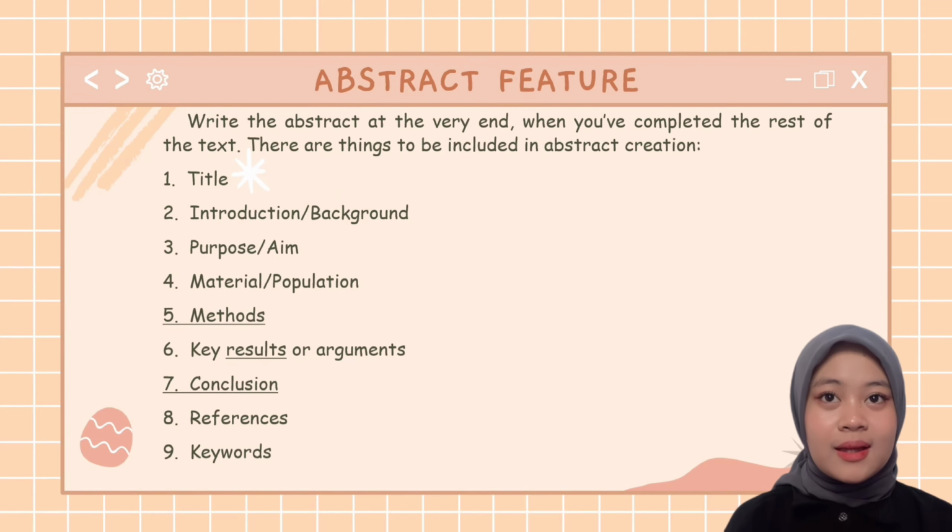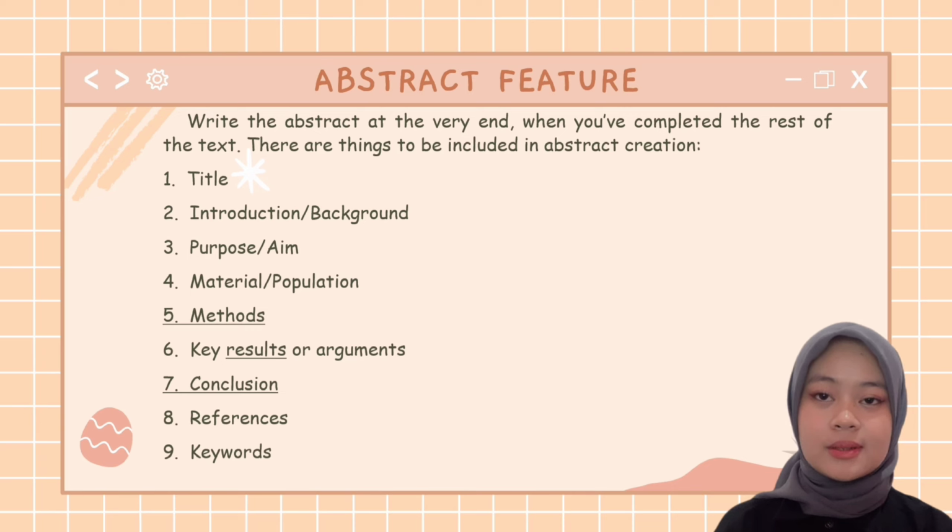Abstract feature. Write the abstract at the very end when you have completed the rest of the text. There are things to be included in abstract creation. 1. Title. 2. Introduction or background. 3. Purpose or aim. 4. Material or population. 5. Methods. 6. Key results or arguments. 7. Conclusion. 8. Reference. 9. Keywords.